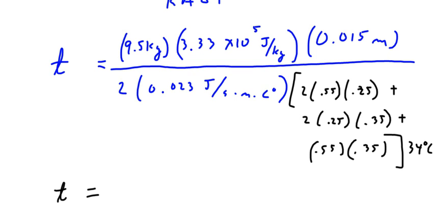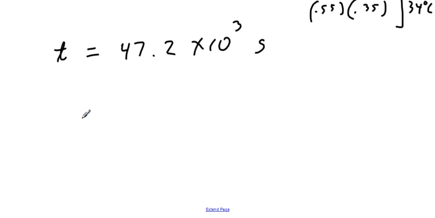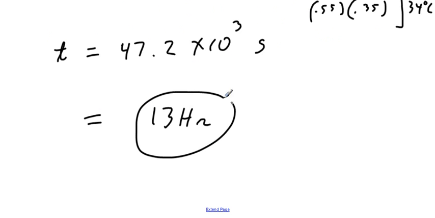All right, so I got 47.2 times 10 to the third seconds. And I'll divide that by 60 squared, and I'll come up with 13 hours. So it's going to take 13 hours to melt the ice under those conditions.